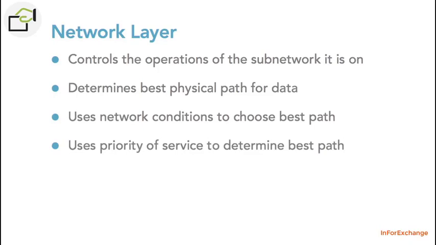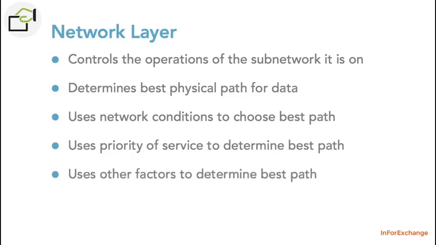And then based on the priority, the network layer is then able to choose which path works best for a given packet. Finally, the network layer is able to use other factors as well. Some examples of other factors that it may use to determine the best path would be things like the number of hops, or the number of steps between the source and destination. It also may look at bandwidth or throughput, or it may look at the different types of technologies needed to get from one place to the other.